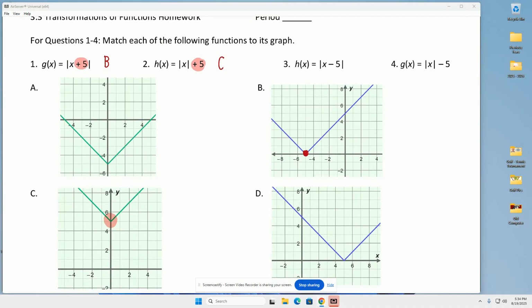Number 3, also 5. However, it's subtraction, still a shift, but inside it means horizontal, and we know it's the opposite. So if it looks like negative 5, it actually goes to the right 5. So it has to be this one. It went to the right 5. So we got D for number 3, which leads us to the last one, which we already know which one it is. We're subtracting 5, which is a shift. It's outside, so it's vertical. It is what it is. So this one's going down 5. Clearly, that's the one A that went down 5. So it's B, C, D, A.